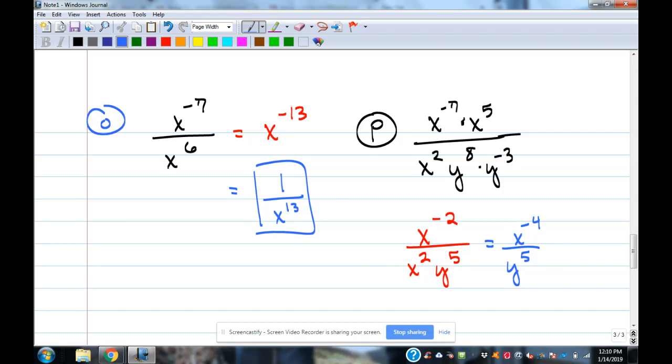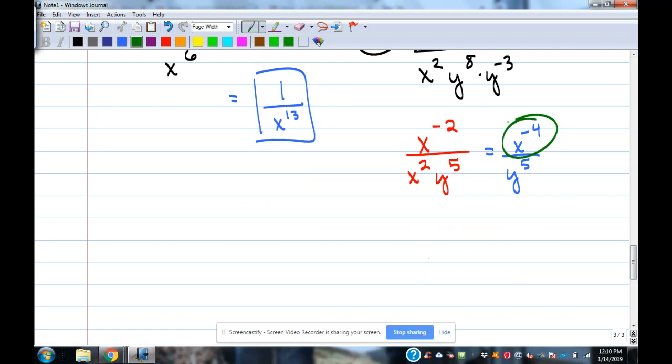Now we fix any negative exponents. So now this guy needs to move, right? Y to the 5th was already positive, so I don't need to move it. What's on the top now? 1. Everything else moved off, so 1 is all that's left.